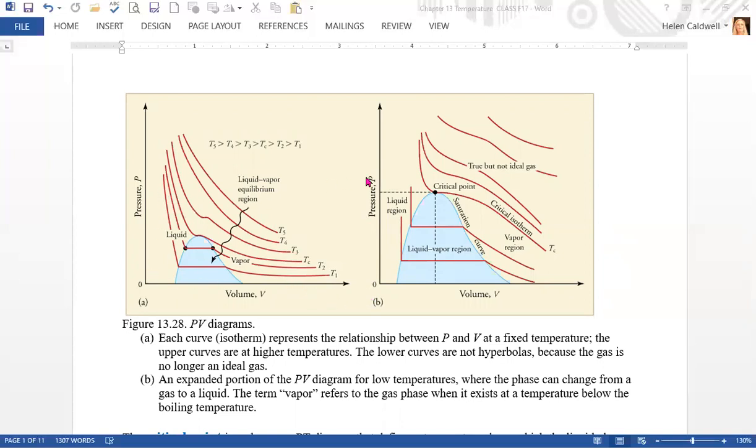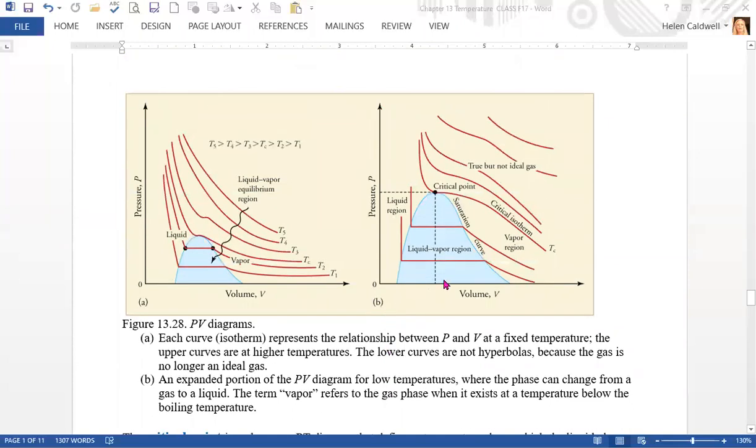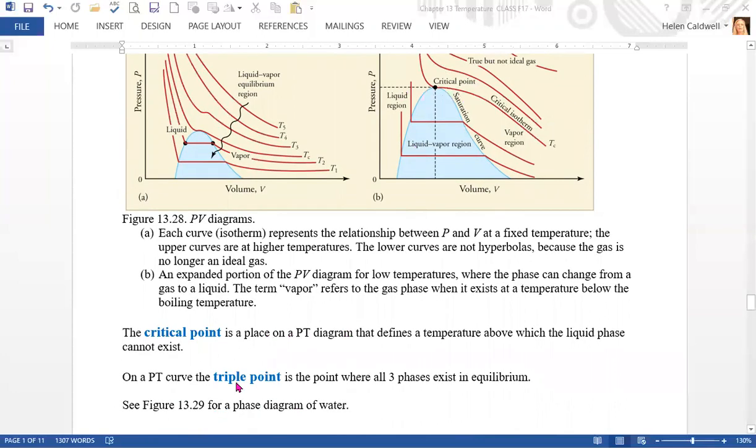And you should notice that there are certain points along the way that we want to talk about. So you have the liquid region and the vapor region, and you have lines separating them and something called the saturation curve. The critical point is important. It's a place on your PT diagram, so pressure temperature diagram, even though it's also on the pressure volume diagram. But it's a place on the pressure temperature diagram that defines a temperature above which the liquid phase cannot exist.